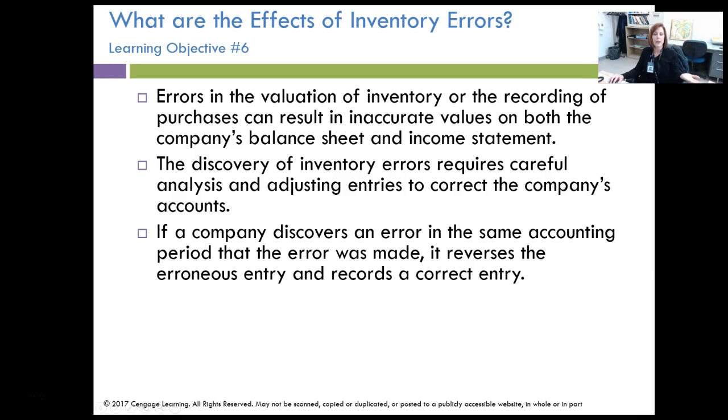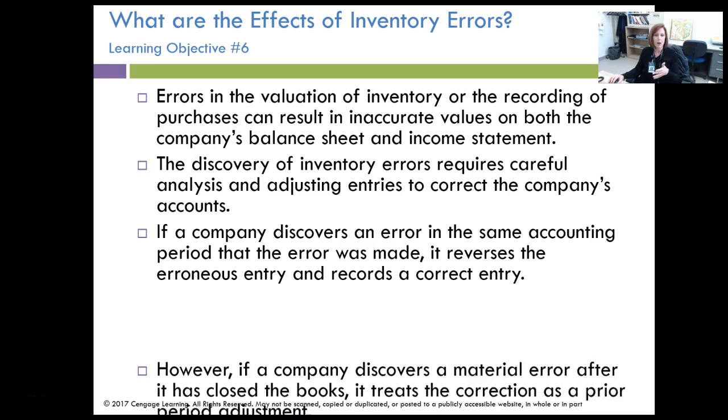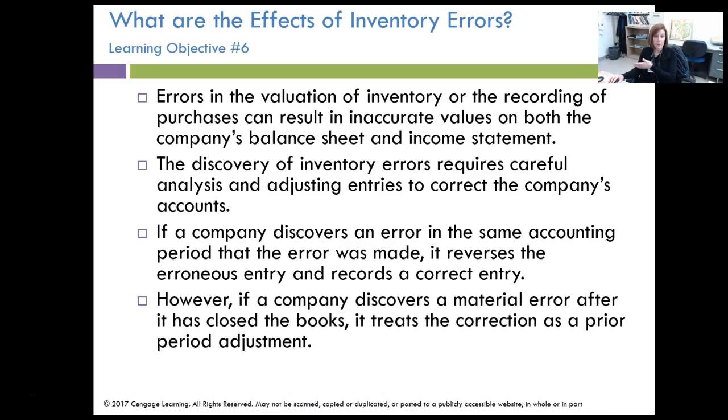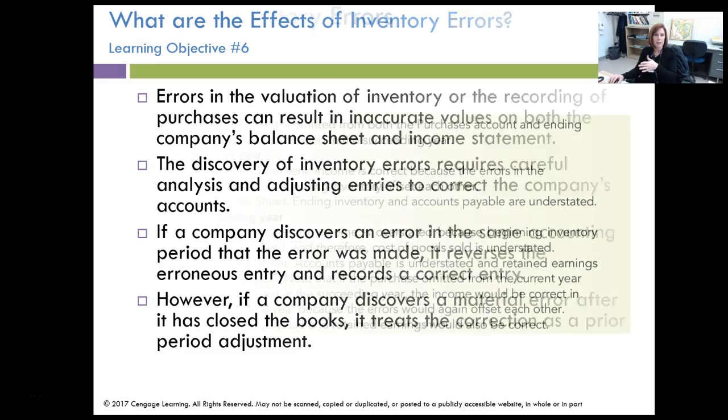So what do we do if we discover that we've made a mistake in our inventory? And the answer to that is that it depends on when we figure out we made the mistake. If we made the mistake in the current accounting period, then we just make a reversing entry and we correct it and it's all fine. If we don't discover, though, until after we've closed out the accounting period that we've made the mistake, we now have to do a correction in the new financial statement, and we do it as a prior period adjustment.